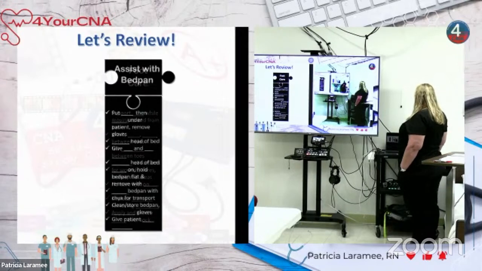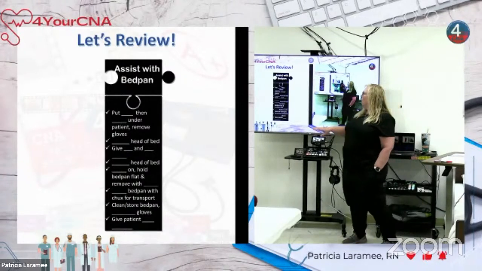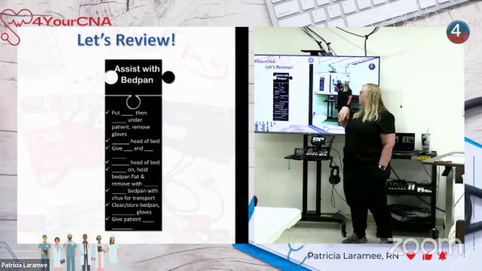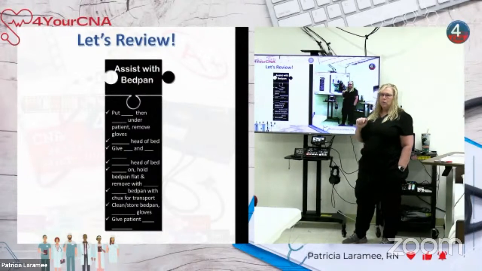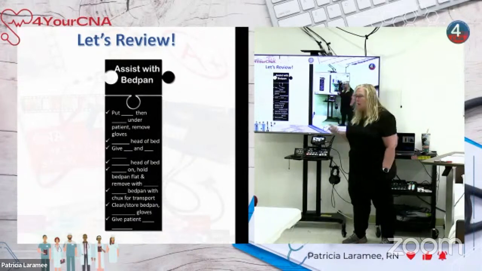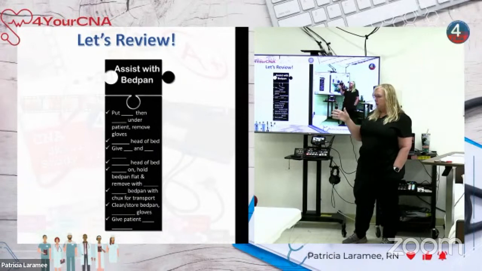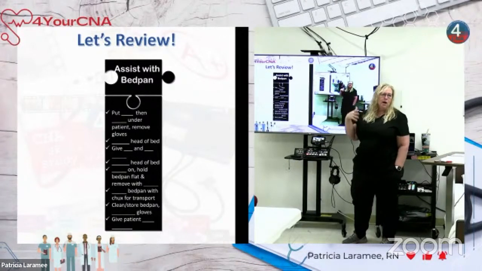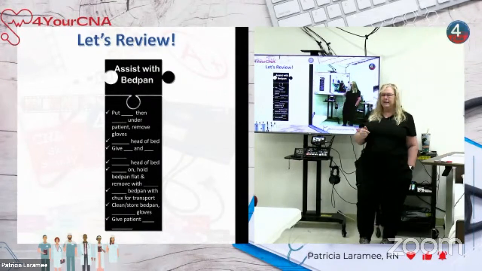We also learned how to assist a patient with a bedpan for the test. We're going to put the chucks under the patient, then the bedpan. We'll remove the gloves, put the head of the bed up, give the patient toilet paper and call light. When they're done, put the head of the bed back down, take the chucks and bedpan out together because we're going to wrap that chucks over the bedpan. Carry it to the bathroom, dispose of it in the toilet, rinse, dry, and store the basin, and give the patient a hand wipe at the end.